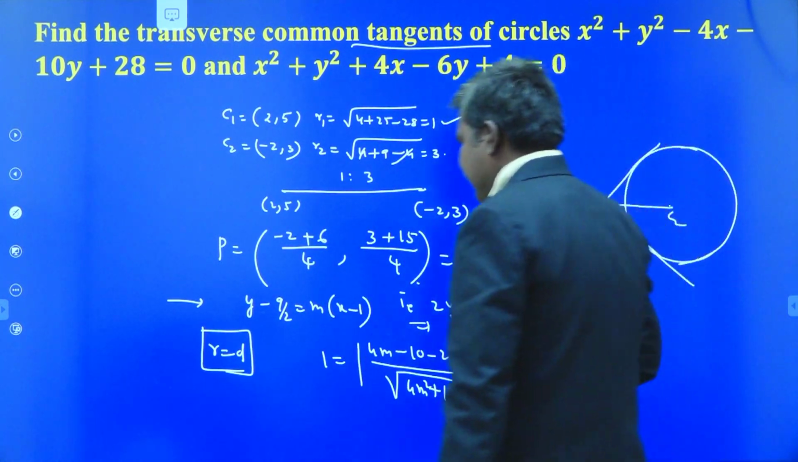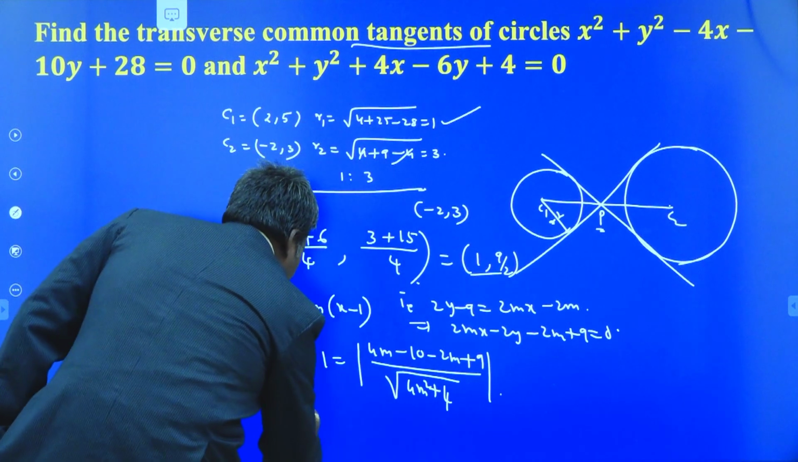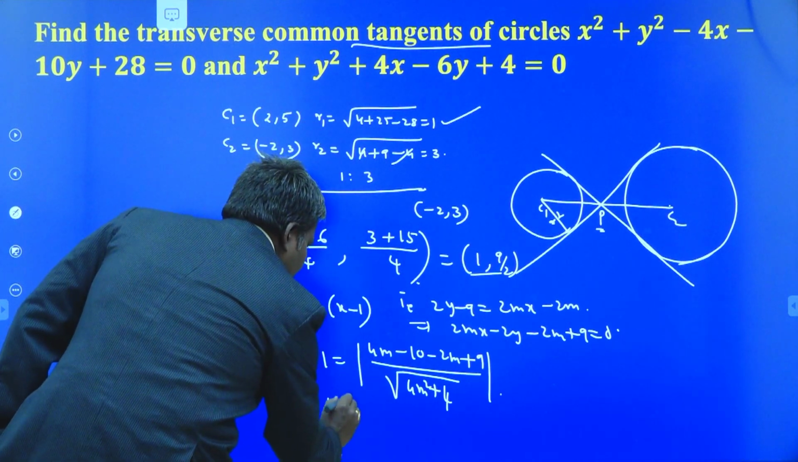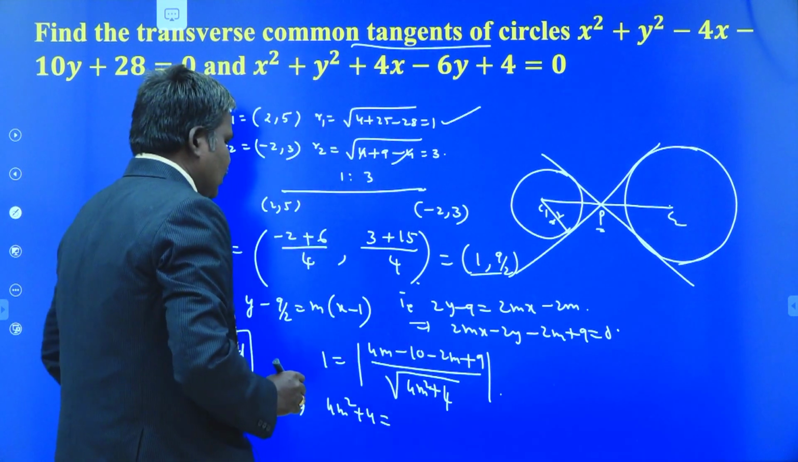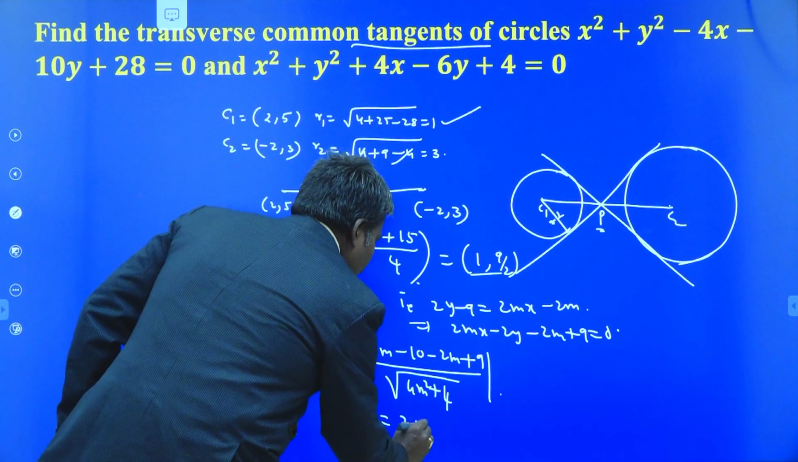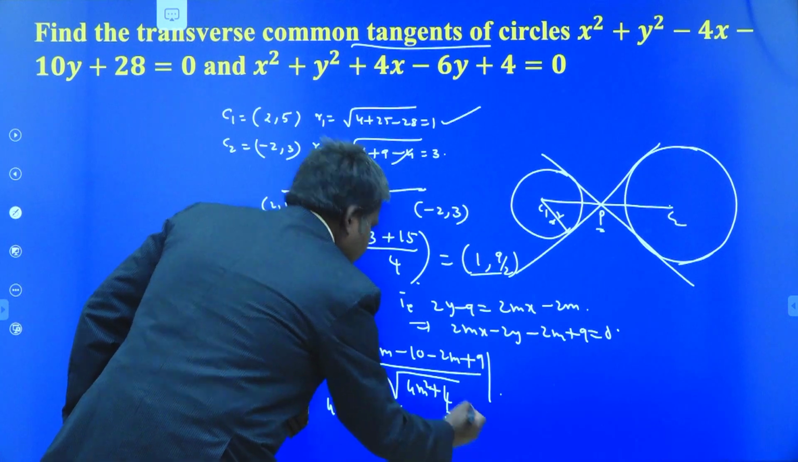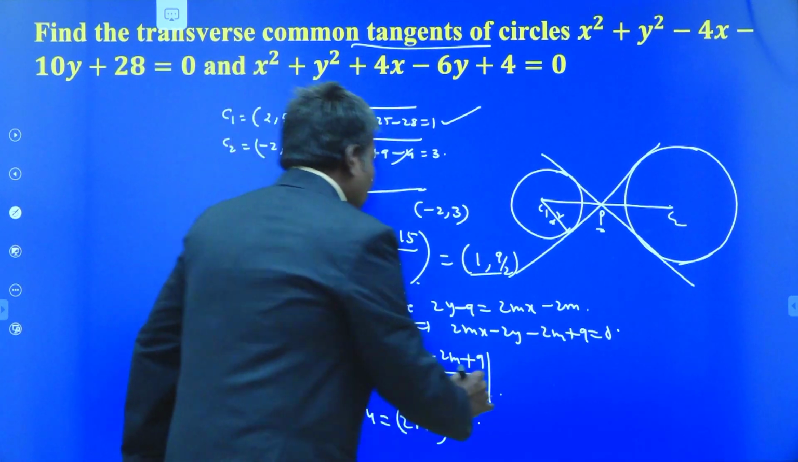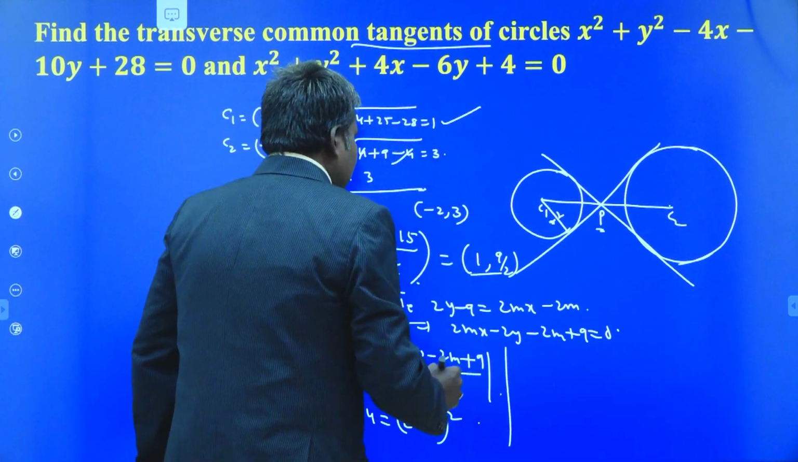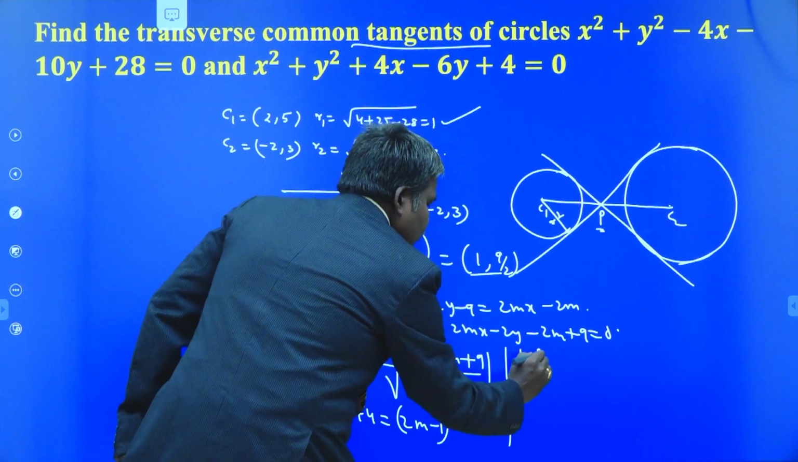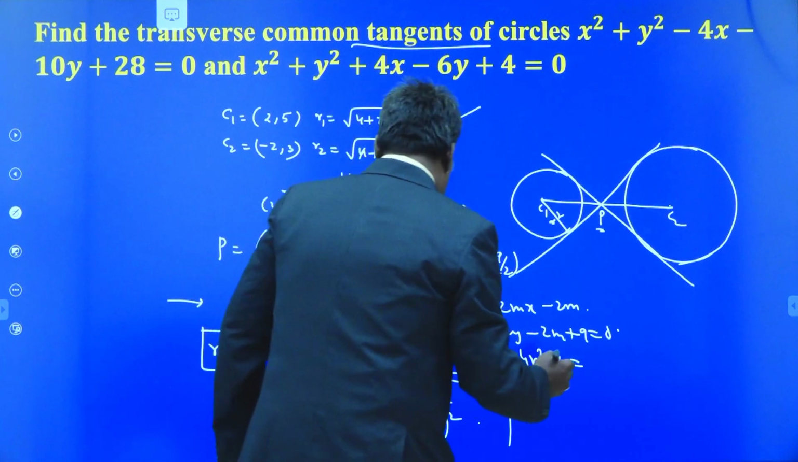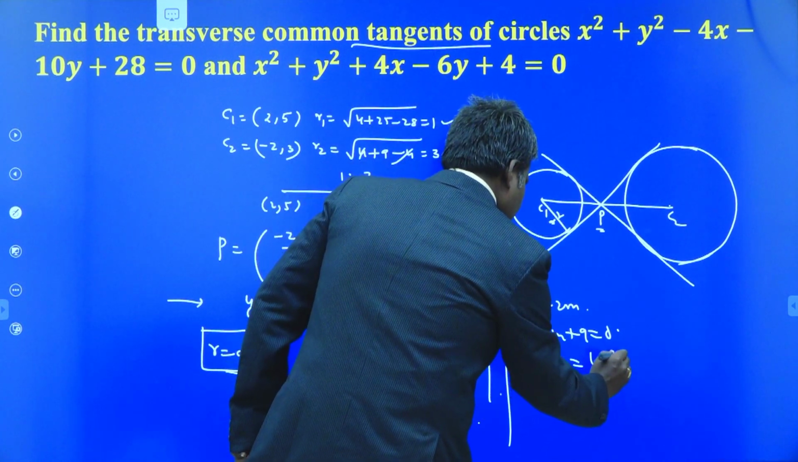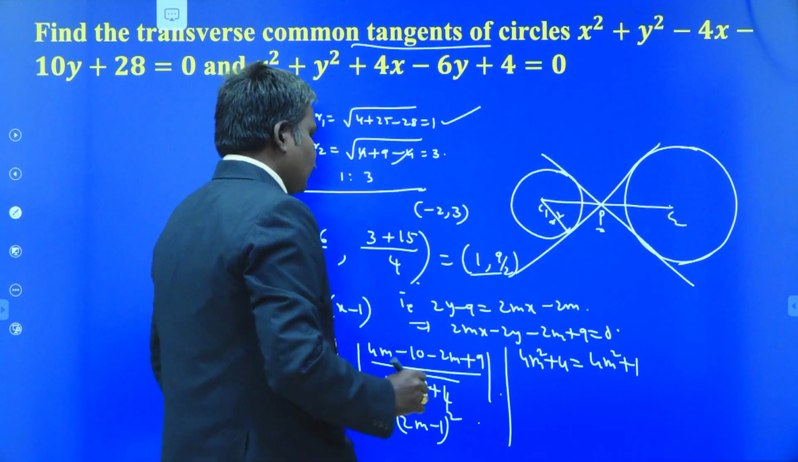Just squaring and cross multiplying, we obtain 4m square plus 4 is equal to, here 4m minus 2m is what now? 2m minus 1. (2m minus 1) whole square. So what do we obtain here? 4m square plus 4 is equal to 4m square plus 1 minus 4m.